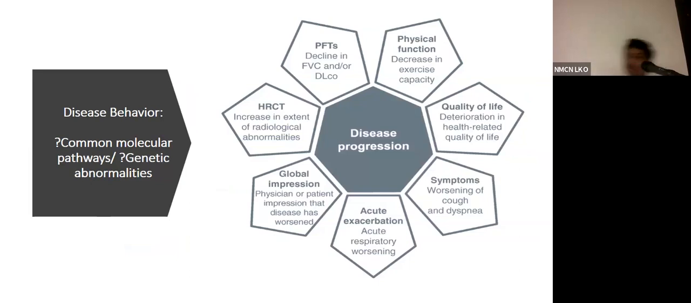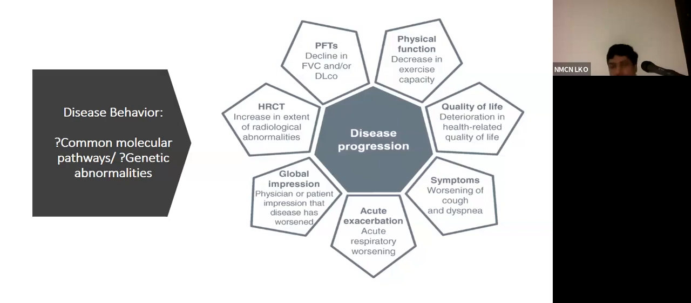Now, why is it very much important to assess the disease behavior rather than classification of subtypes? Because most of them have common molecular pathways and common genetic abnormalities. So assessment of disease progression and disease behavior is very important to a clinician. And how can it be done?